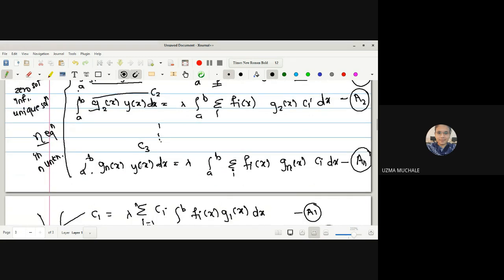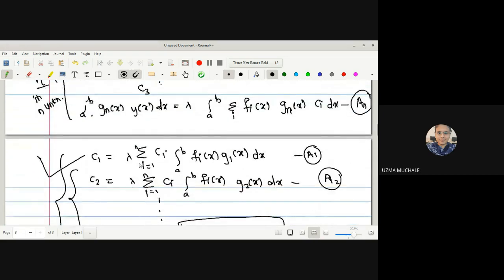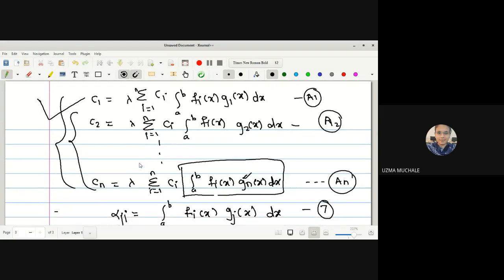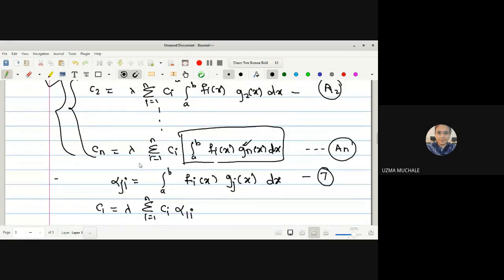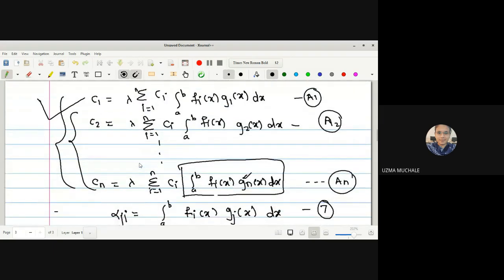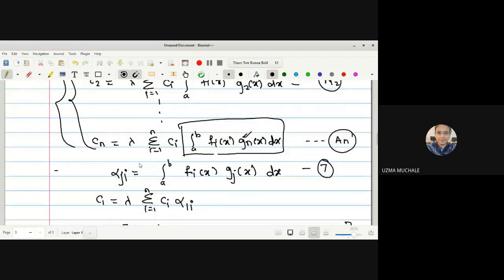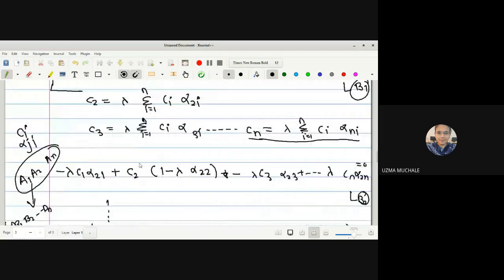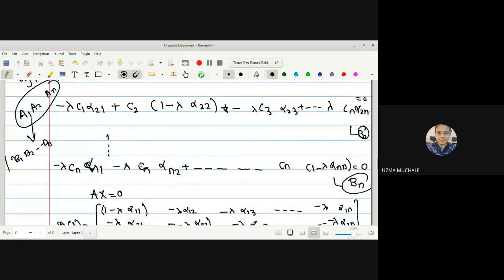And then after renaming those constants by using our equation 5, we got c1, c2. That is the RHS we have already renamed by using our equation 5. And then afterwards f_i of x into g_j, where j is varying in every equation from a1 to an. Hence, after substituting all those values, we have solved it for the value of lambda.